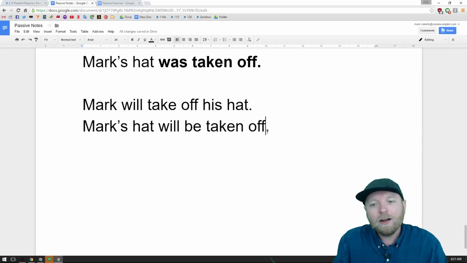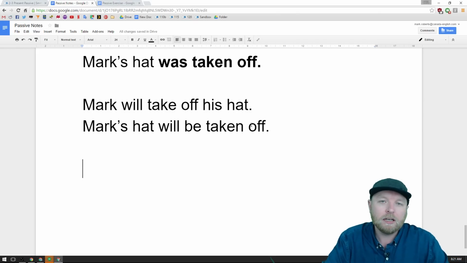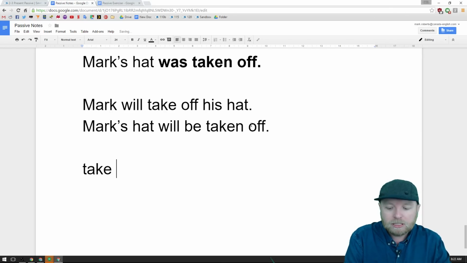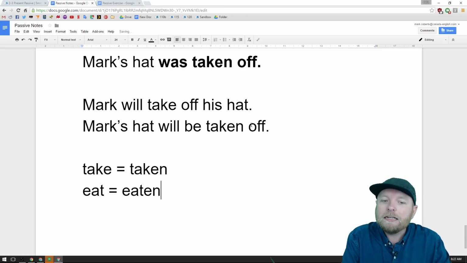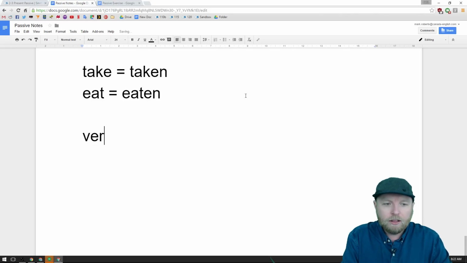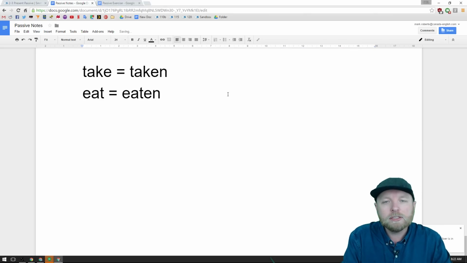Right now, guys, in the chat, I want to see some examples of past participles. So here we have the example take, taken. What about eat? Well, eat, eaten. I want you guys to show me that you understand past participles. So right now, please, in the chat, write the verb equals and then the past participle.